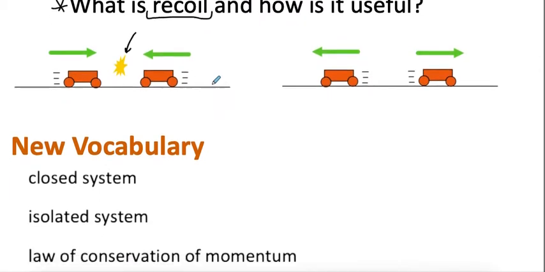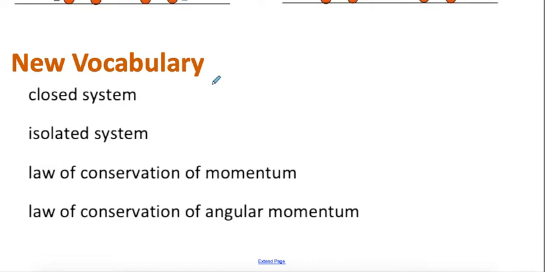Some things we're going to cover here, some vocabulary, would be closed system, isolated system, law of conservation of momentum, and law of conservation of angular momentum. We'll be talking about the basic law of conservation of momentum in this lesson, and the second part of the lesson will be when we look at the angular momentum of objects.